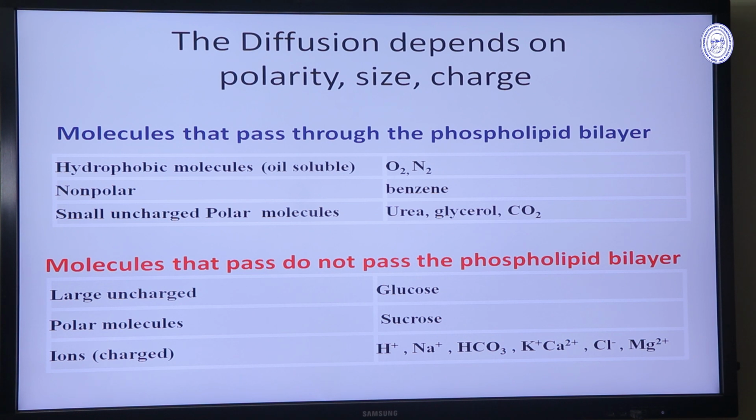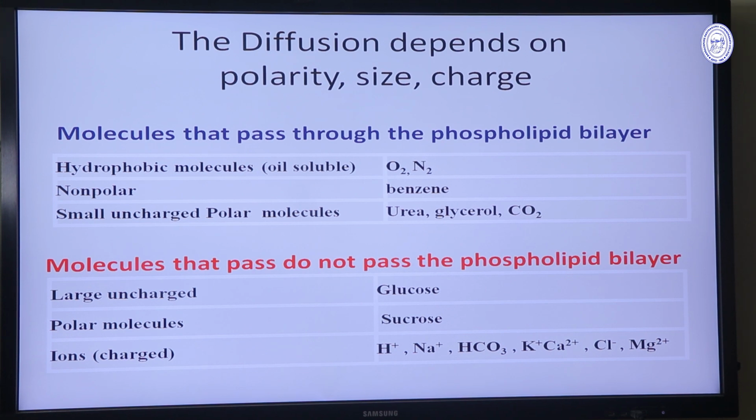The molecules that pass by the mechanism of diffusion depend upon the polarity, size and charge. The molecules that can pass easily through this lipid bilayer are hydrophobic molecules, that is oil soluble, like oxygen or nitrogen gas. These can be non-polar molecules like benzene, or small uncharged polar molecules like urea, glycerol or carbon dioxide that can pass freely through the lipid bilayer.